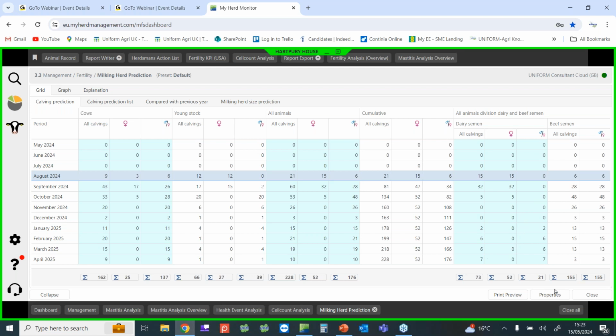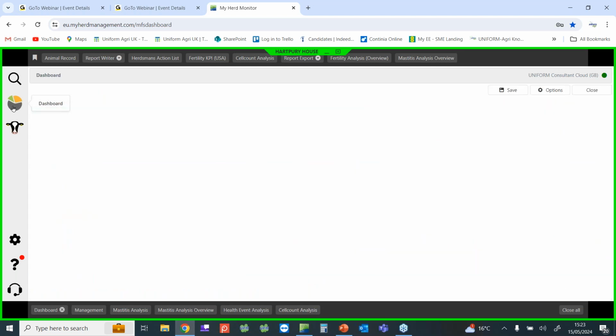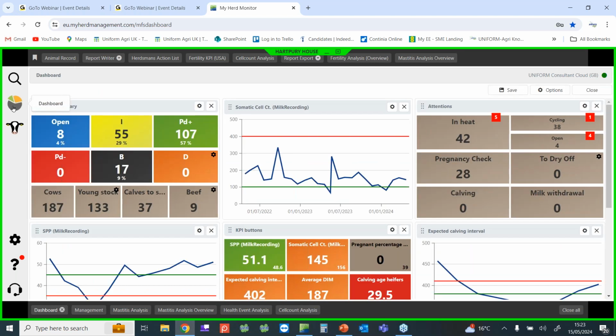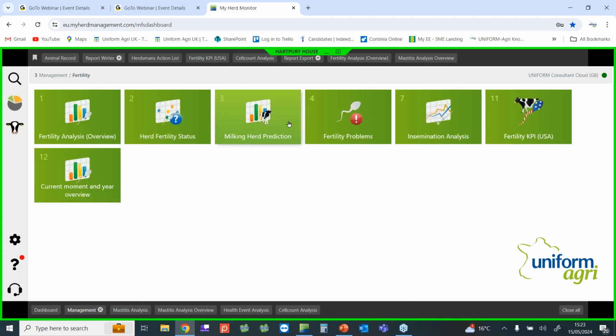Okay, so if we close that and go back to the dashboard. To find our way around Uniform, cow's head, always cow's head. If we're looking, for example, at fertility, we go to fertility.